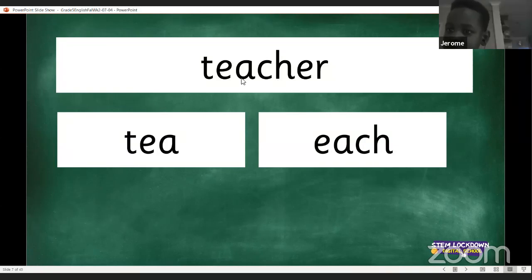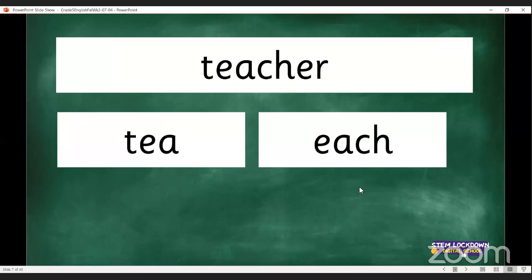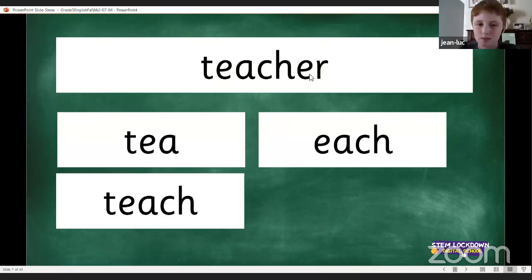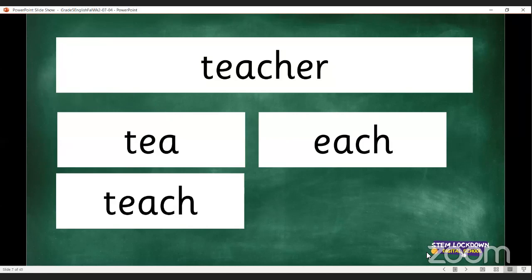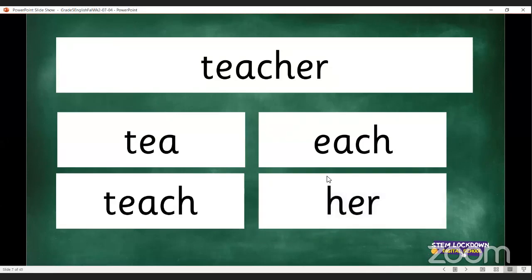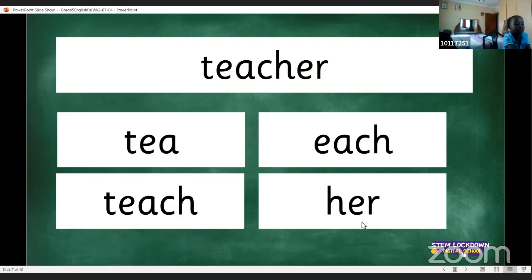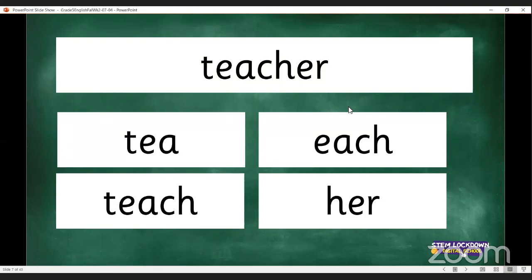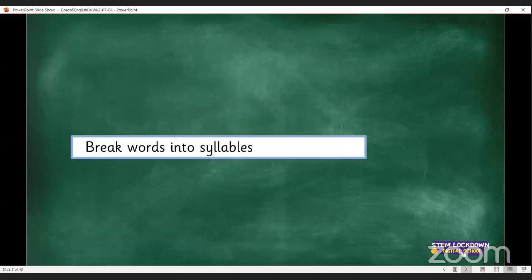Can you see the word each is in teacher? Yes. Good. Teach. Can you see that one? Yes, ma'am. And heard. Did you guys find that one? Yes, ma'am. That was a sneaky one. Okay, so now when you come across a word that you don't know, always try and find words inside it, like a game. Okay, and that will help you pronounce it and figure out what it's trying to say.